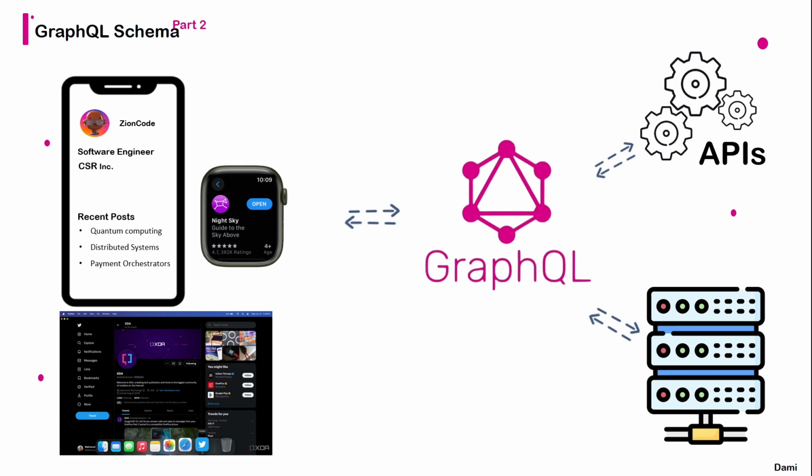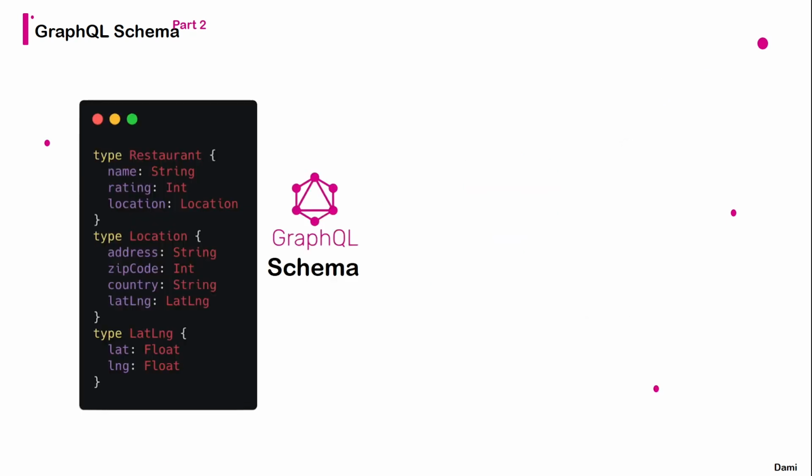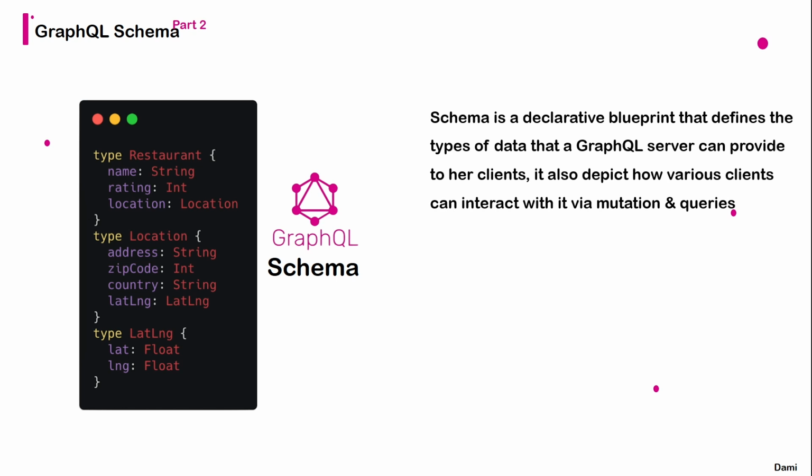Well, GraphQL achieves this by what is called schemas. So let's go for a formal definition. A GraphQL schema is basically a declarative blueprint that defines the type of data that a GraphQL server can provide to its clients. It also depicts how its various clients can interact with this data via mutations and queries.